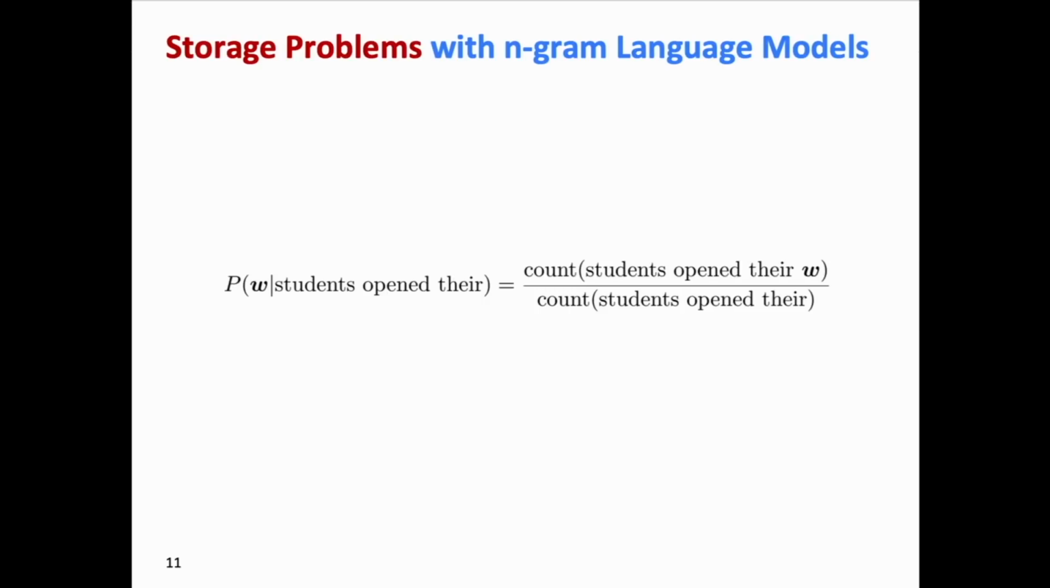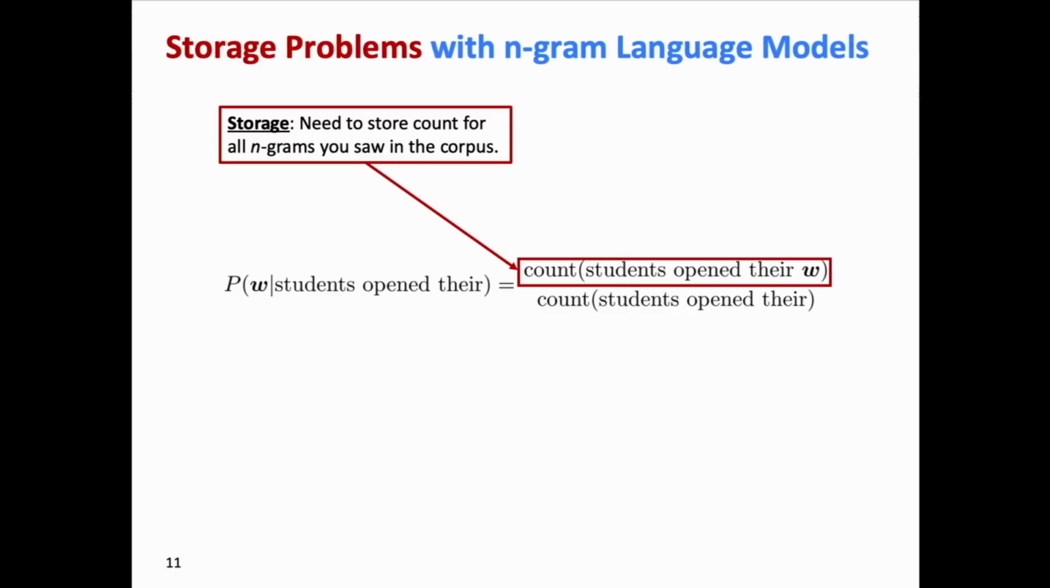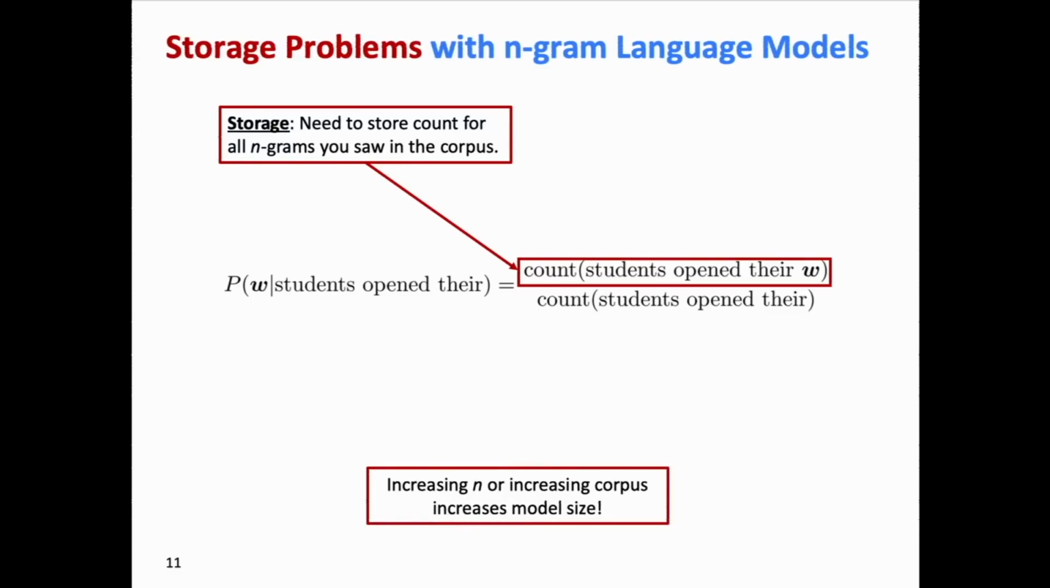Here's a problem with storage. If we look at this equation, you have to think about what you need to store in order to use your n-gram language model. You need to store this count number for all of the n-grams that you observed in the corpus when you were going through the training corpus, counting them. And the problem is that as you increase n, the number of n-grams that you have to store and count increases. So another problem with increasing n is that the size of your n-gram model gets bigger.